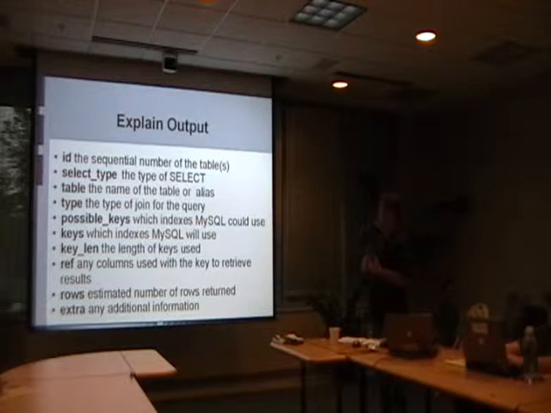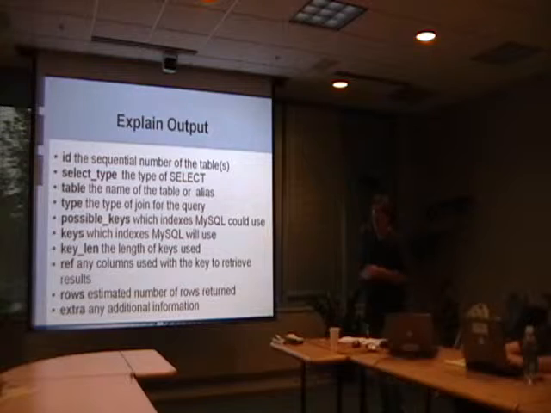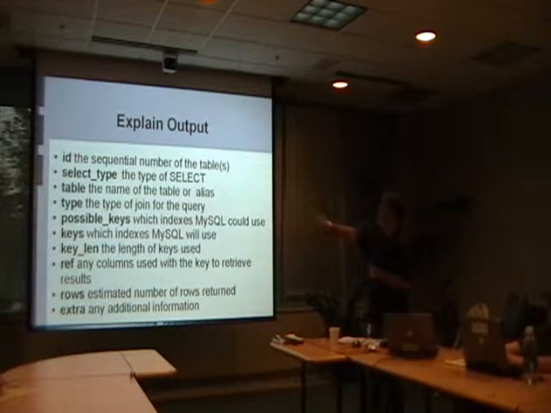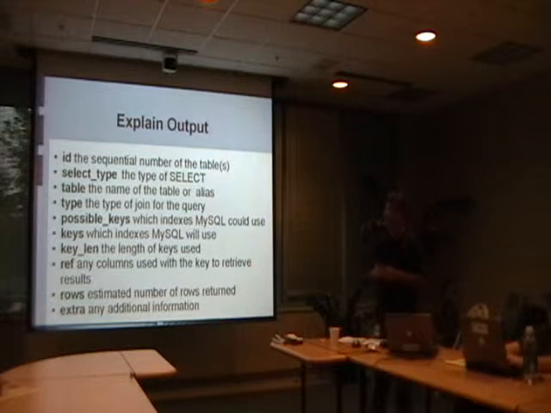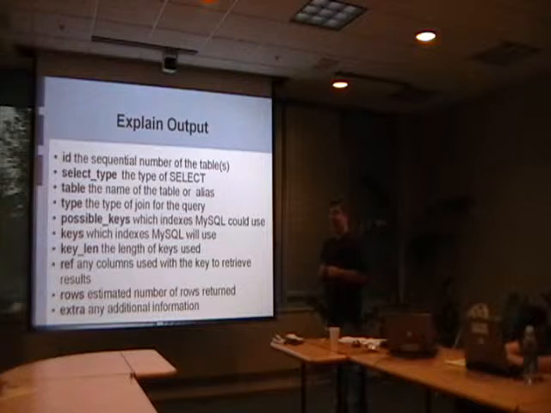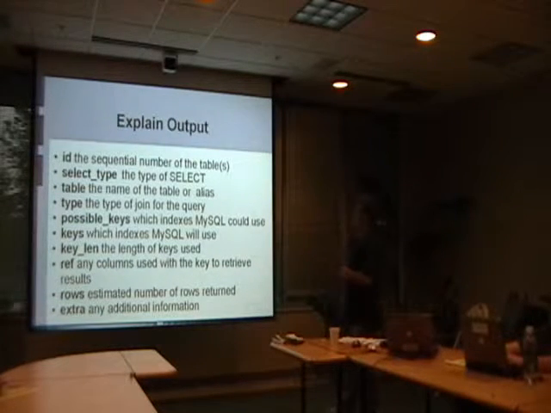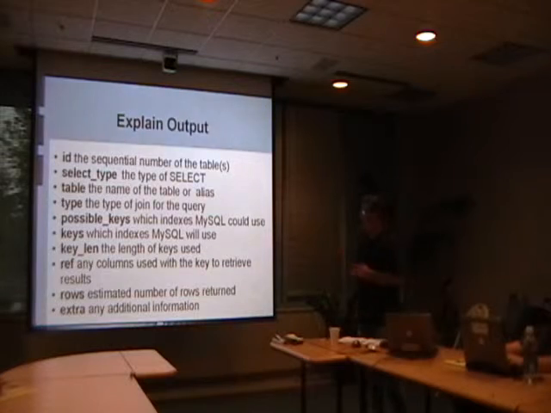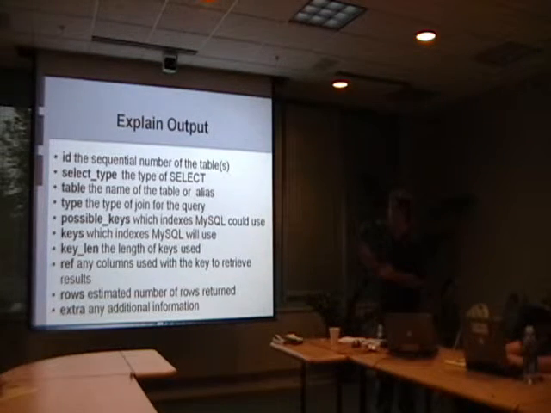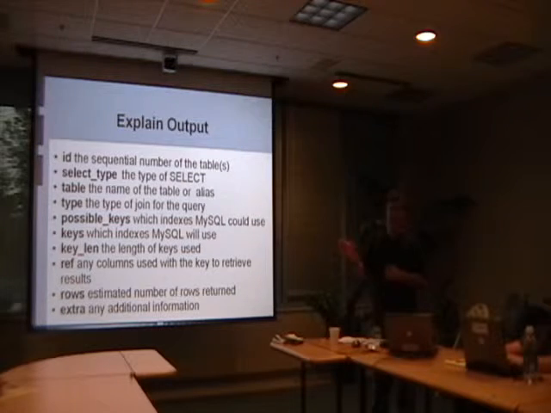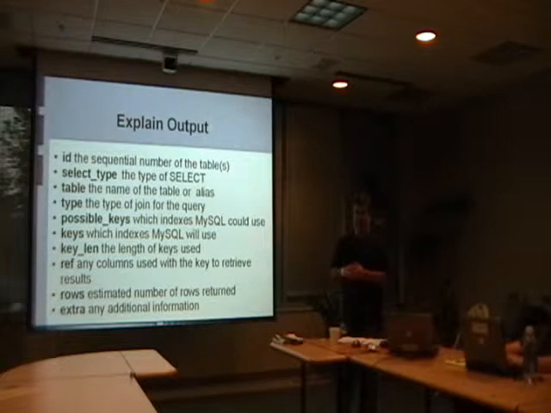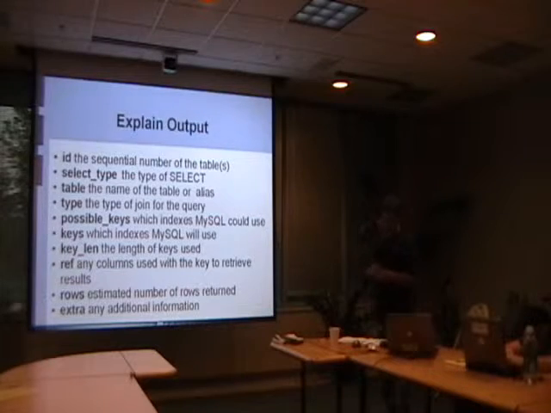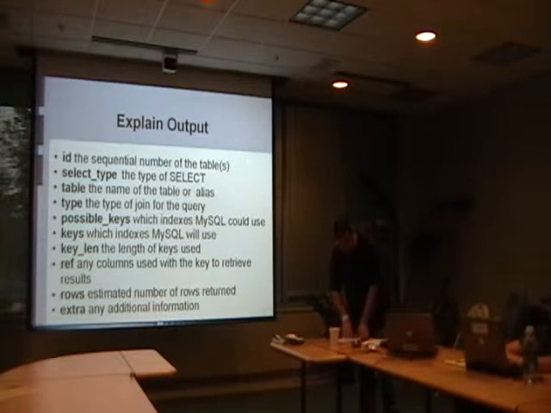The type, there's different types of joins for the queries, okay? Possible keys are the indexes that MySQL will consider, okay? So they're possibilities. And then key is what it will actually use. All right? The key length is the length of the index within the key used to retrieve results. Rows is the estimated, and I want to emphasize that that's estimated number of rows. It guesses. It's usually pretty good, but it does guess. All right? And additional information is listed under extra.